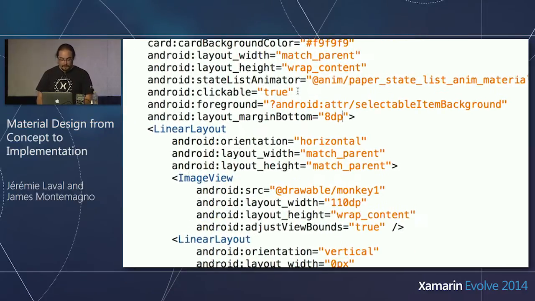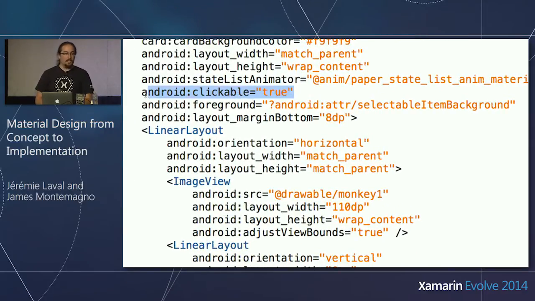But as James mentioned in the previous session, a card by default is not clickable. So again, this entire aspect of feedback is only valid if your view is clickable. So what I did is that I just added the clickable attribute, which makes it possible.